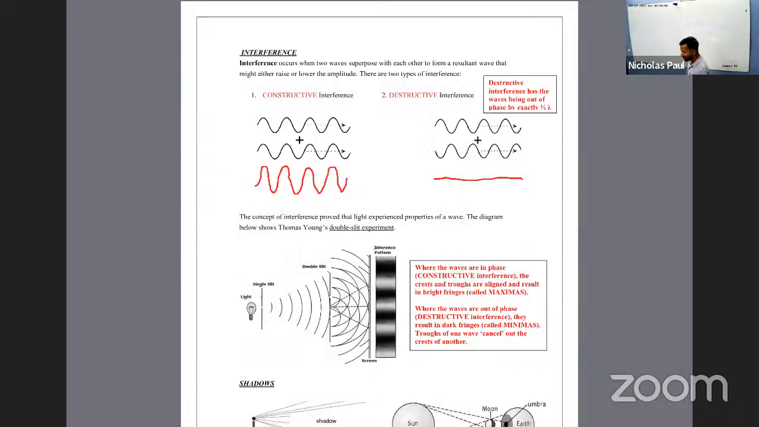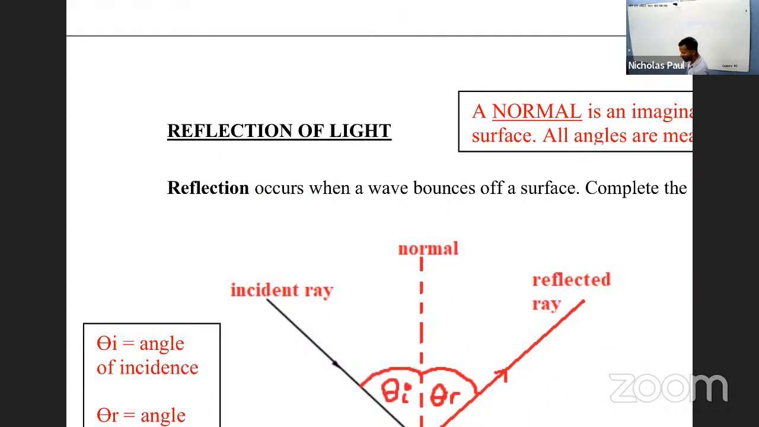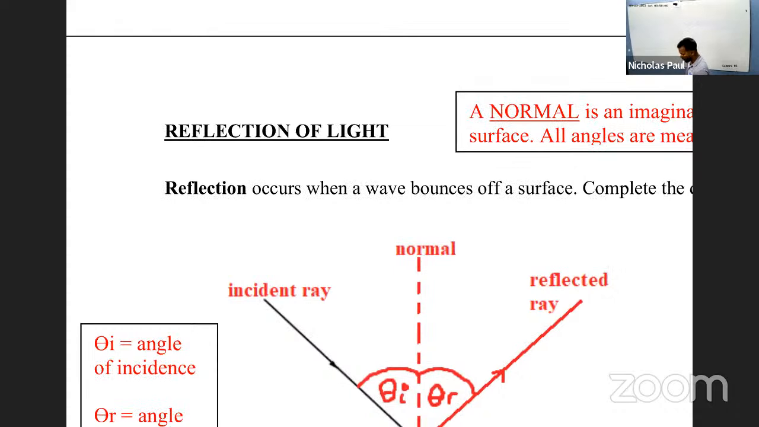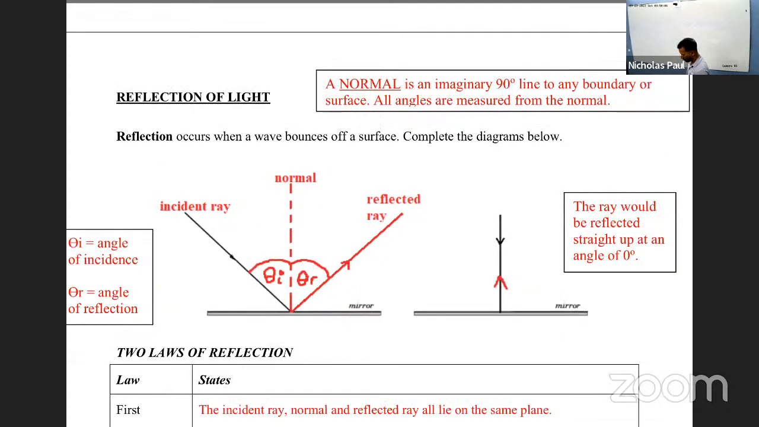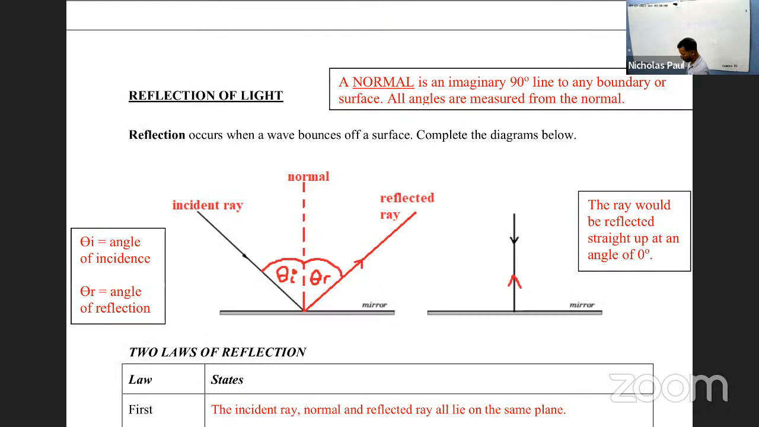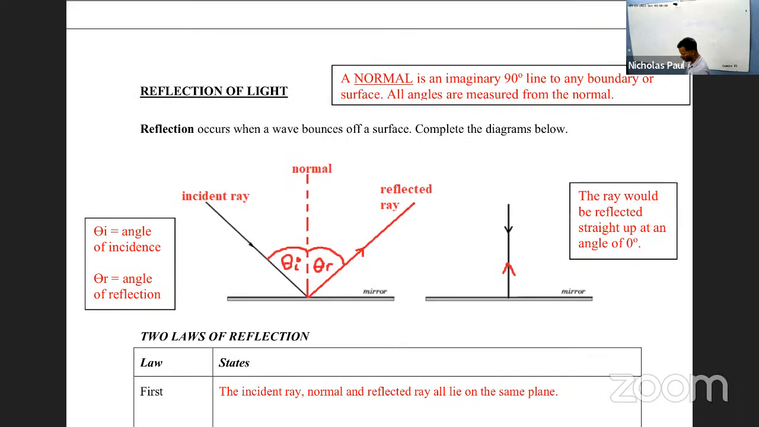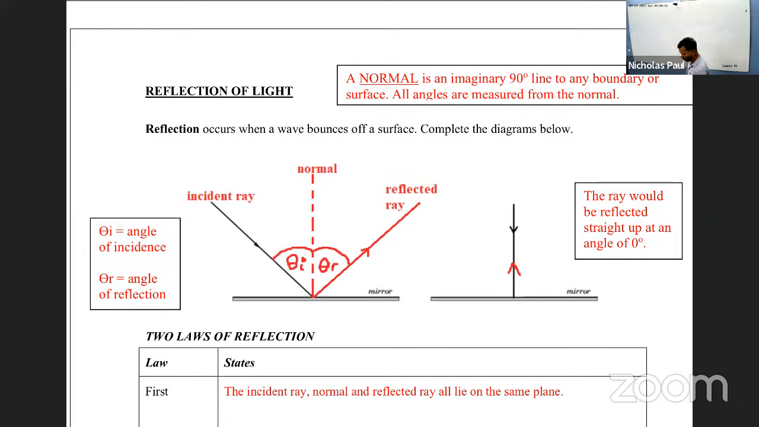Let's write a small note on reflection. So let's say this: reflection of light. Draw that, please, and I'm going to show you a simulation of how it moves.